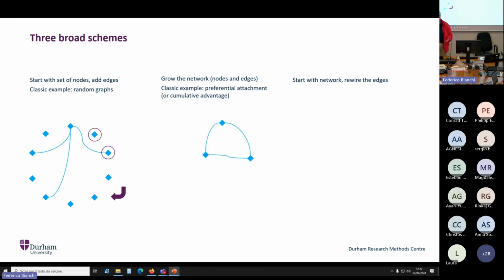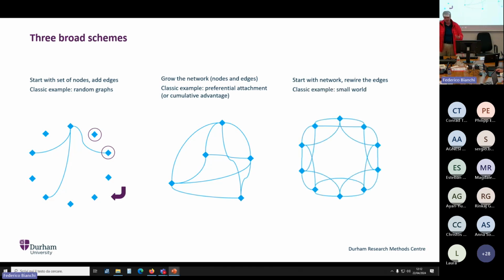You can grow the network. The classic example here is preferential attachment, where you start with some sort of seed network of nodes and edges, and you're adding nodes and edges, growing the network. A node comes in, picks three nodes to attach to. The next one comes in, picks three nodes to attach to. This is just growing the network.